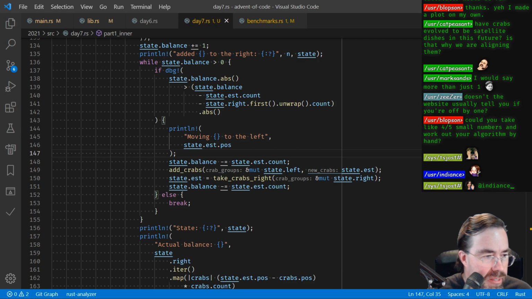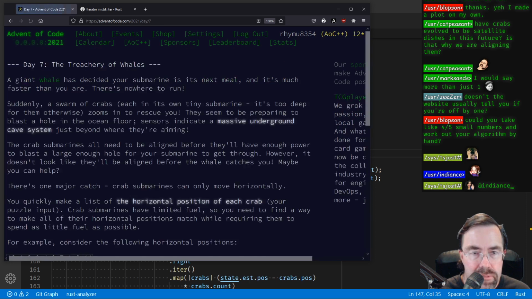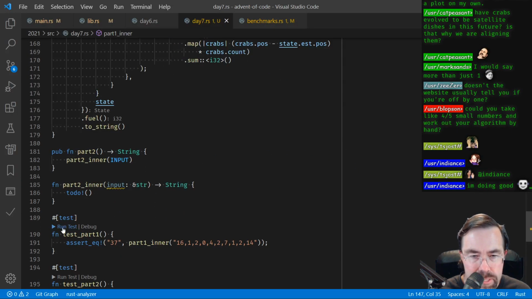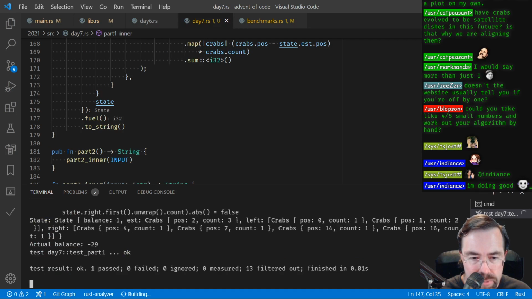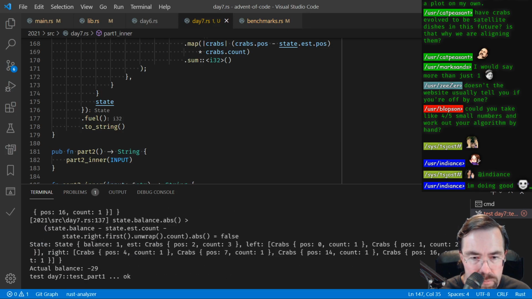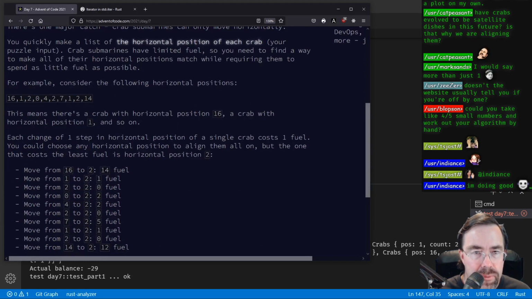Hey there, Indians. How are you doing? You take like four or five small numbers and work out your algorithm by hand? That's what I did when I started. So, returning to day 7, I did it with this one, and it worked. That's what led me to a false sense of security, because my part 1 actually works. Although yeah, the balance is wrong, but because the example was so extreme, right?